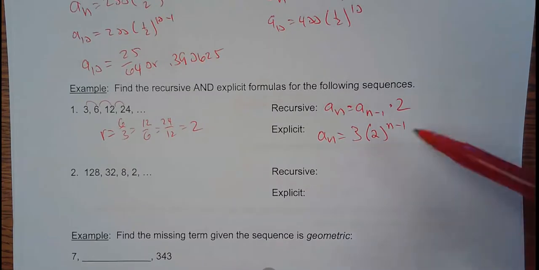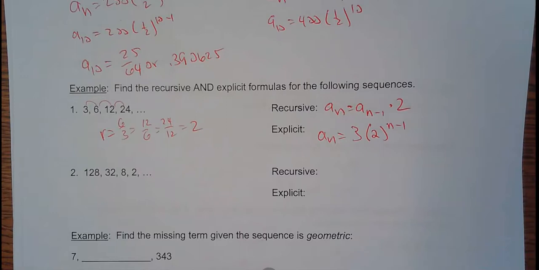So recursive formula is good if you just want the next term. Explicit formula is good if you want to fast forward to like the 100th term or something. Because remember, recursive formula kind of stinks because you have to know the term before it to find the one you're looking for. And sometimes with the 100th term, I don't want to find the first 99 to find the 100th term.